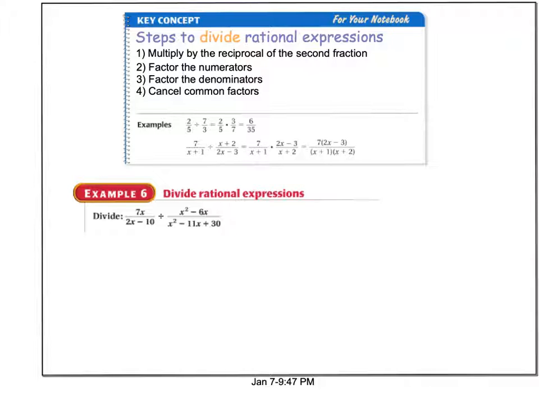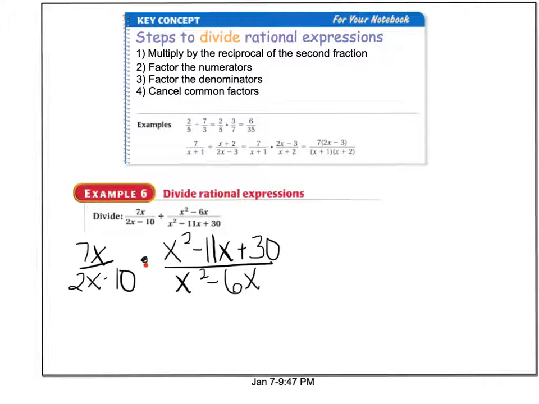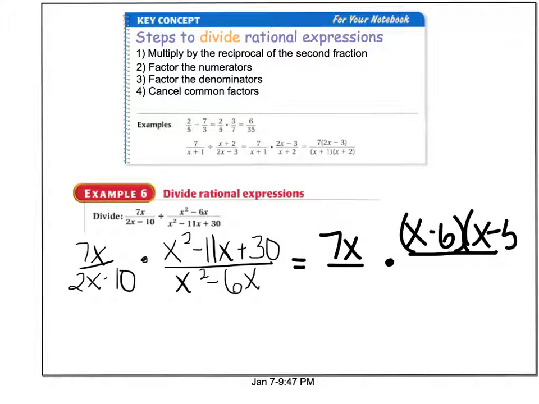Looking at example 6, let's multiply by the reciprocal of the second fraction. That looks like this. It's important to notice the division sign has become a multiplication symbol, and we have flipped the second fraction. Step 2 is to factor the numerators. This numerator is already factored. The second numerator can factor into x minus 6 times x minus 5.